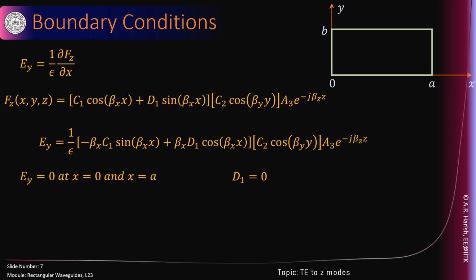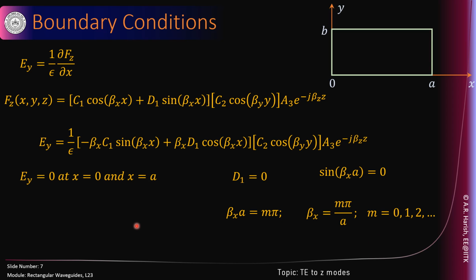When you substitute x equal to 0 in the equation for Ey, this quantity is 0, we are left with cosine 0 which is 1, therefore D1 has to be 0. And if we enforce the boundary condition at x equal to a, we want sine beta x a equal to 0 because this term is 0, this term has to become 0. This anyway is 0 because D1 is 0, and we get beta x as m pi by a, where m goes from 0, 1, 2, etc.